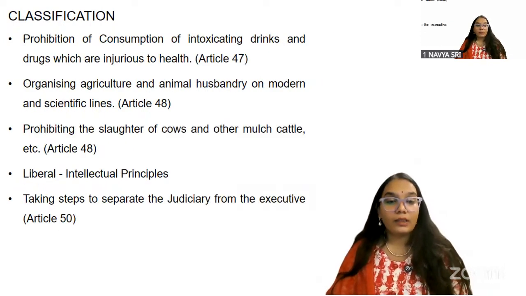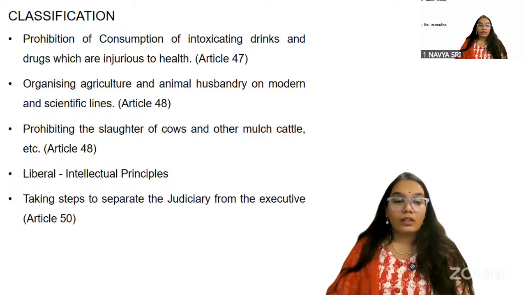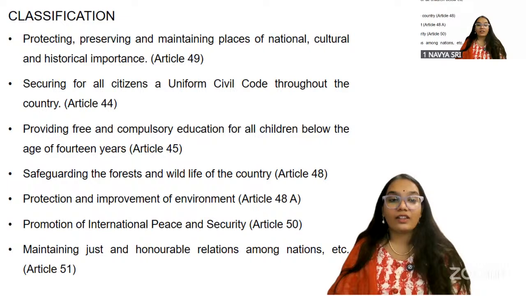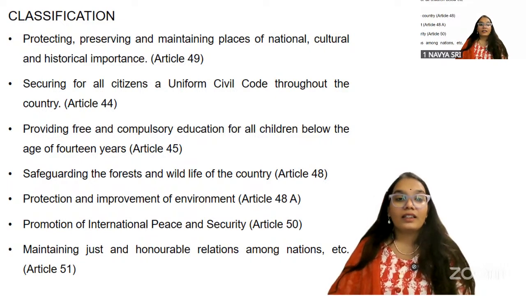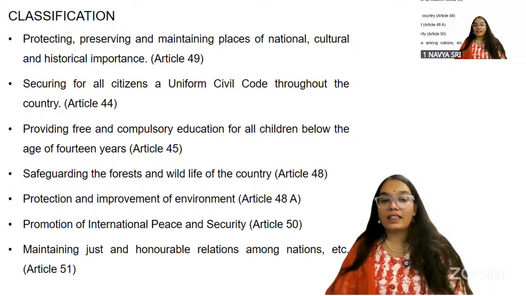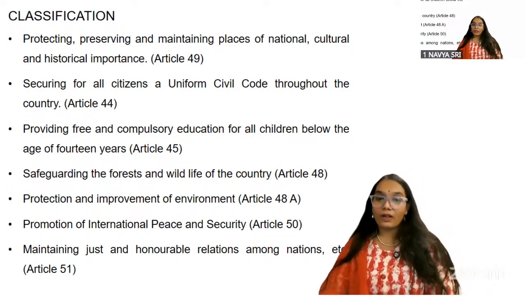Now, the next one is liberal intellectual principles. So, taking steps to separate the judiciary from the executive. You should know this. Protecting and maintaining places of national, cultural, and historical importance. Then securing for all citizens a uniform civil code throughout the country. Yes, this is on the basis of Article 44, I'm sorry.